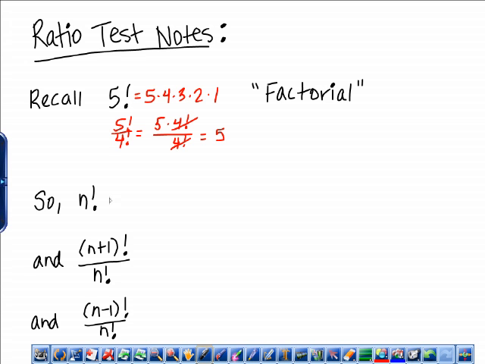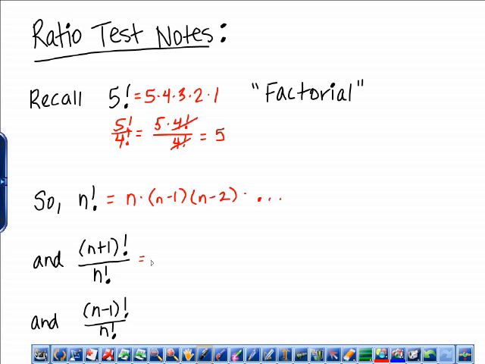Okay, so now let's go more general. So n factorial, where n is just an integer, would be n times n minus 1 times n minus 2 times, and then you just keep on going until you get on down to 1. We have no idea what n is, so we just write dot, dot, dot. So now let's simplify n plus 1 factorial over n factorial.